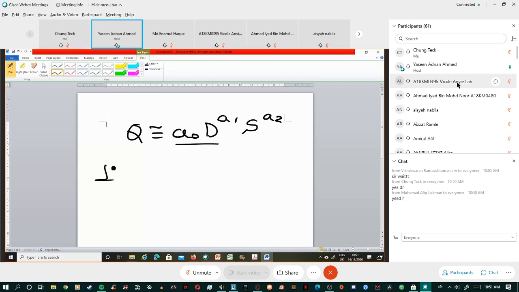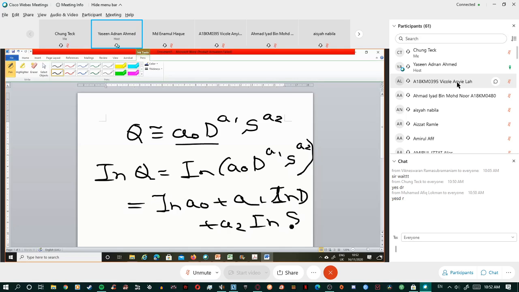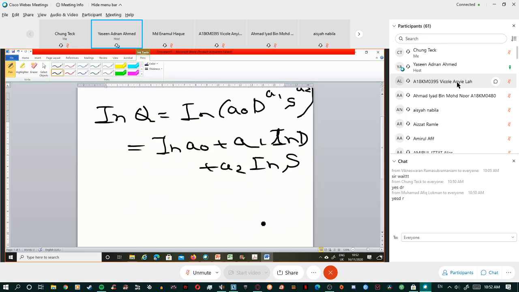How we will linearize? We take the ln, and then solve it. We will get what? Ln A naught plus A1 ln D, and then A2 ln S. Is it right?